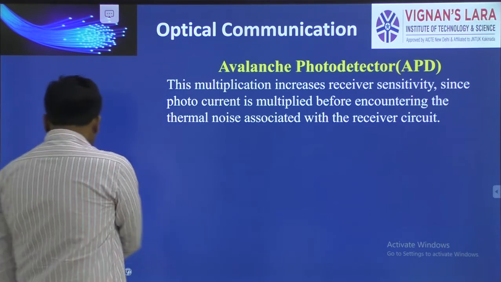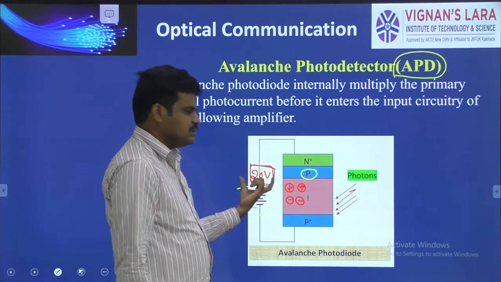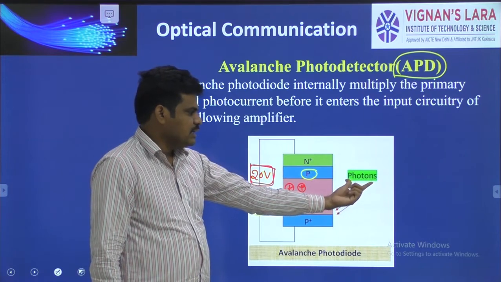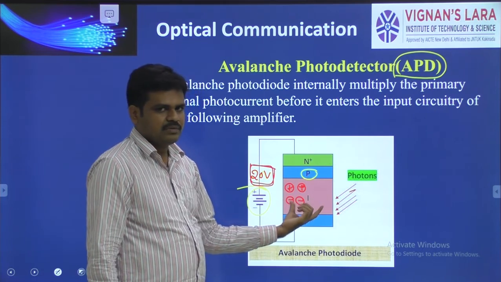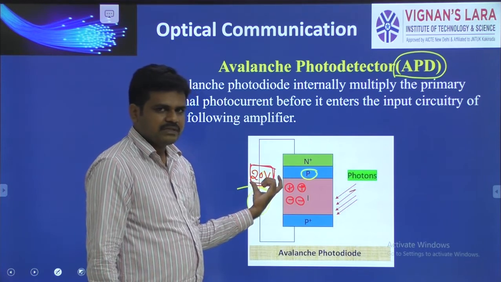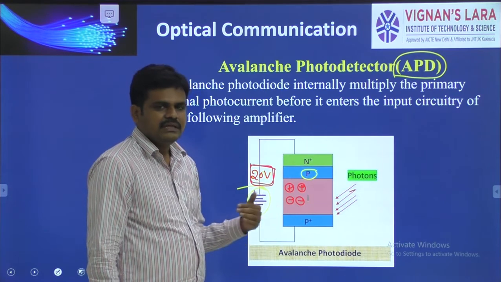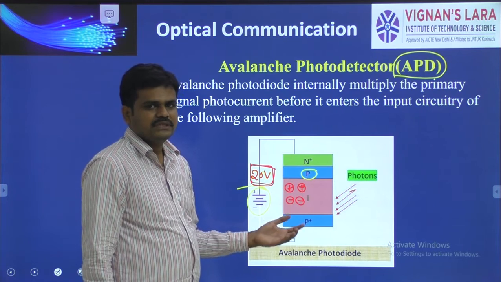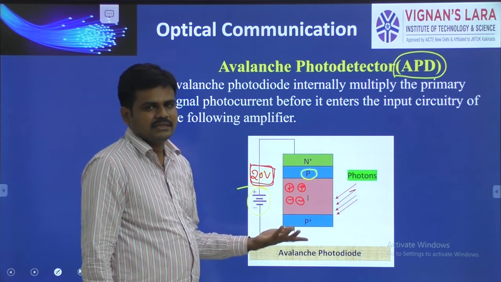You listen here once again, what is happening here? Due to the applied large reverse voltage, and when the photons or external light is applied, generally we know that electron hole pairs are generated. Due to this large reverse voltage, the electrons and holes will hit the intrinsic semiconductor atoms, due to which more electron hole pairs are created or generated.